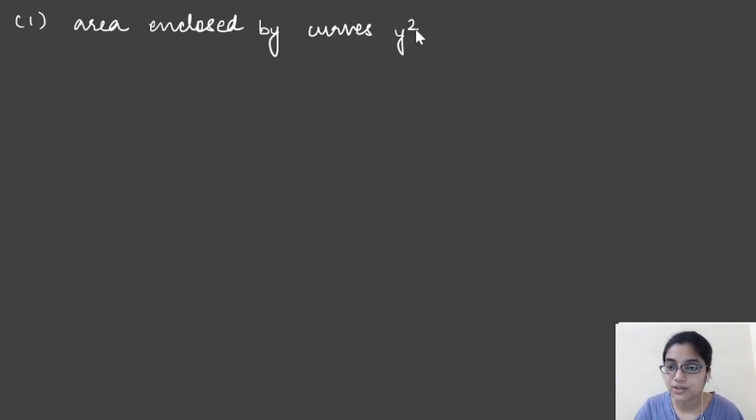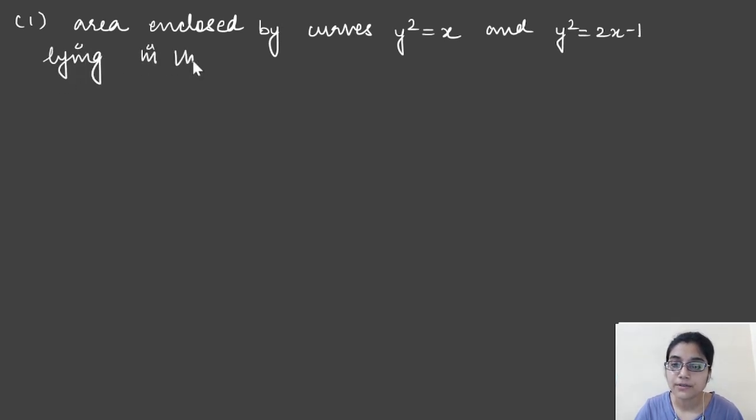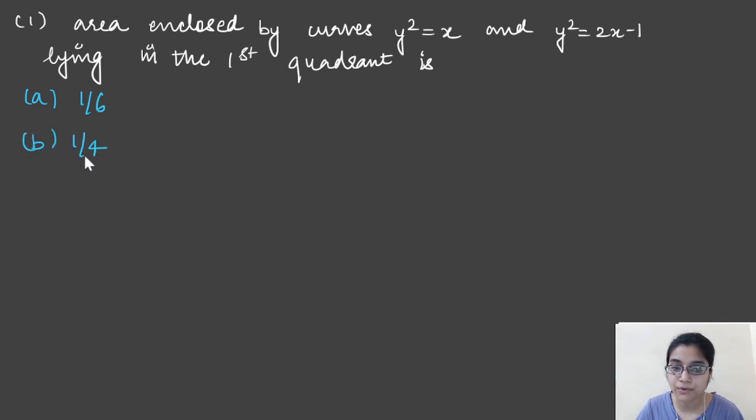You have y square equals x, and then you have y square equals 2x minus 1, lying in the first quadrant. Okay, lying in the first quadrant is, and here you are also being given the options. The options you have: A, 1 by 6, B, 1 by 4, C, 1 by 2, and D, 1 by 3.